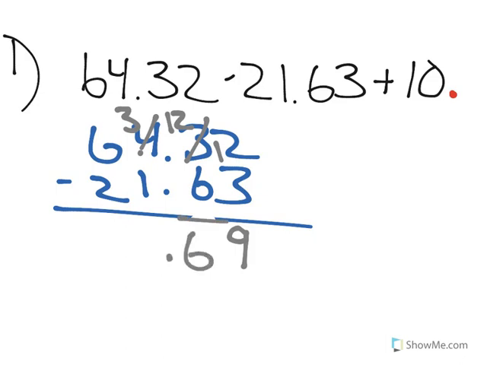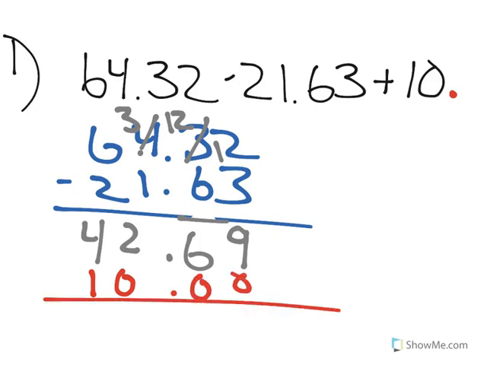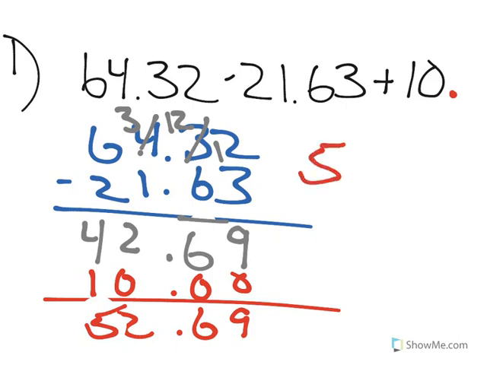Bring your decimal down. 3 minus 1 is 2. 6 minus 2 is 4. And now I'm going to have to add that 10 to it. Remember, line up your decimals. And I get 52 and 69 hundredths.